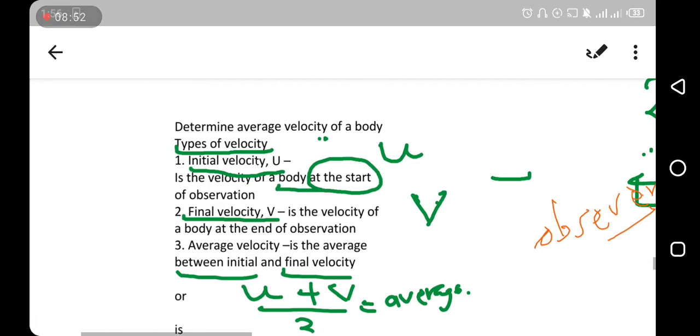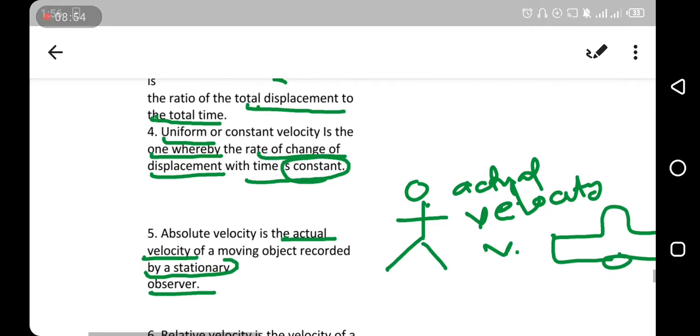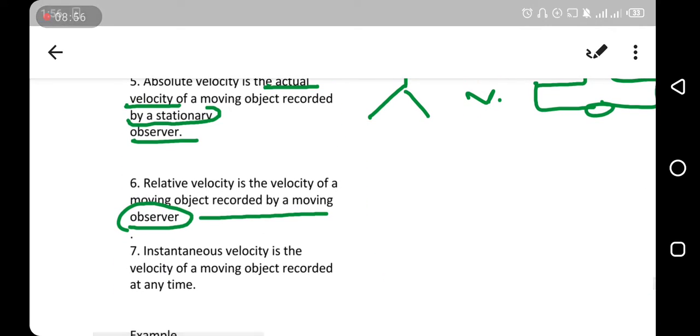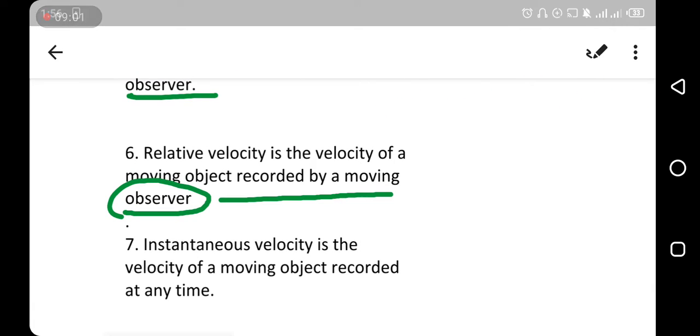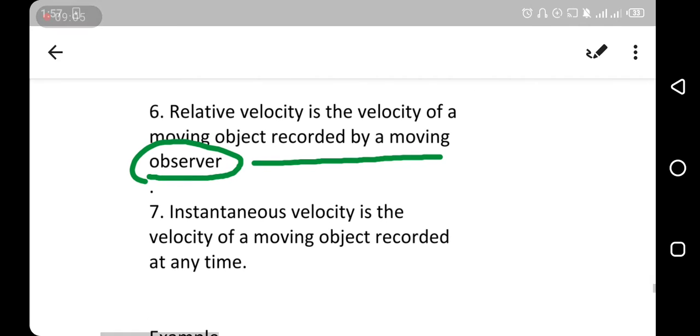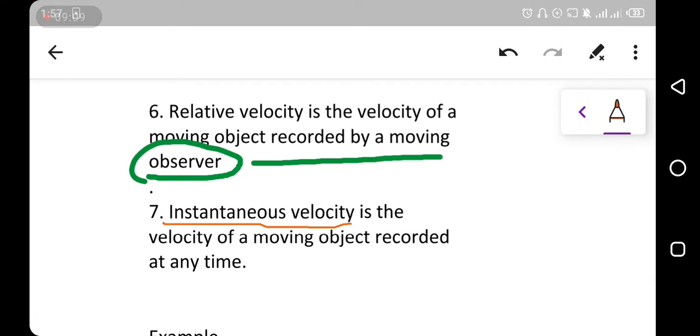Na tutaona katika maswali, tutaona vipi relative na vipi actual kwa uzuri zaidi. So velocity nyingine ambayo natakiwa tuifahamu inaitwa instantaneous velocity. Velocity at instant. So we call the instantaneous velocity. So this is the velocity of a moving object recorded at any time.